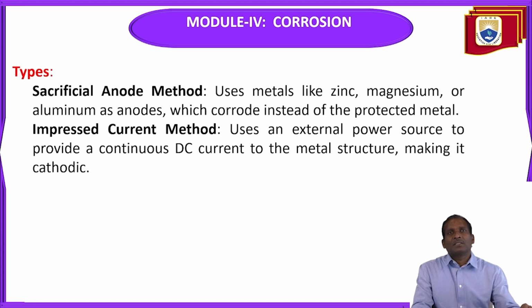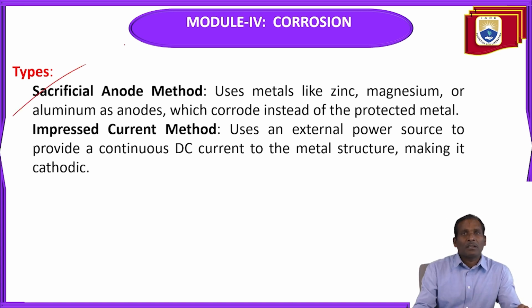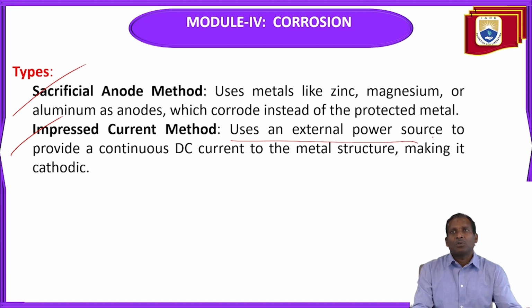There are two types: one is the sacrificial anode method, another is the impressed current method. The sacrificial anode method uses metals like zinc, magnesium or aluminum as anodes, which corrode instead of the protected metal. The impressed current method uses an external power source to provide a continuous DC current to the metal structure, making it a cathode.